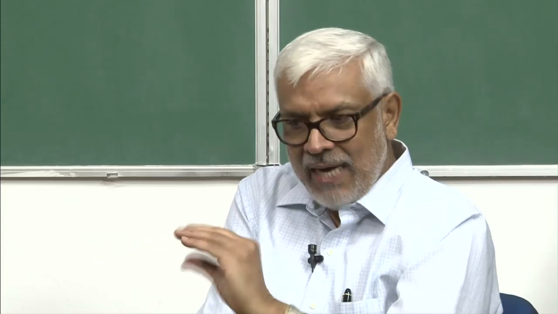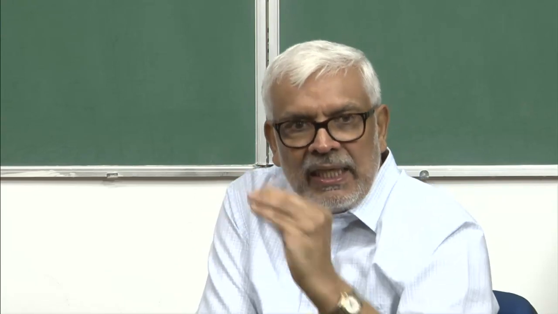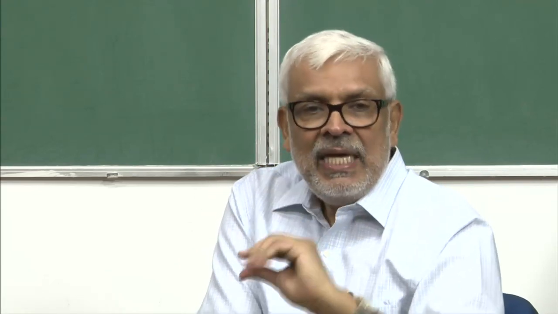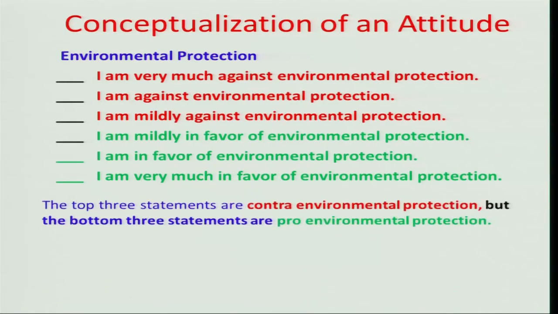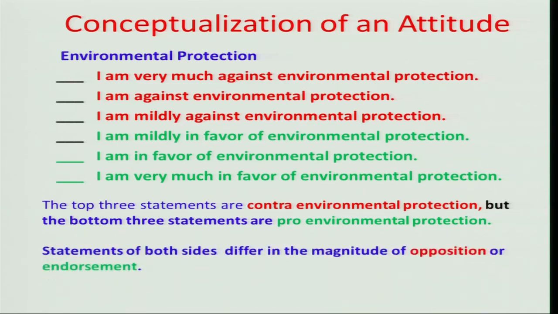First, we have divided six into for and against, like favor and disfavor. Then we have manipulated the degree. Neutral point is missing here. Fine. So, his method was, you see here, we have contra and we have for, top three statements and bottom three statements are opposed. So, we have, you know, pro and con, two different positions, and they differ in the magnitude. And so, when we conceptualize attitude, we have for and against, and how much?